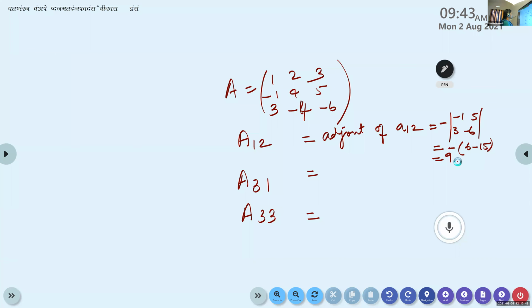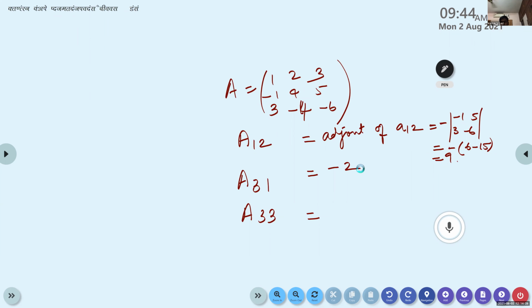Tell me, children, what is M31? Anila Mohanan, what is M31? Third row, first column. We can't hear Anila Mohanan. Yes, Karthik, give me what is M31, Karthik. Ma'am, is it -2? -2, yes.